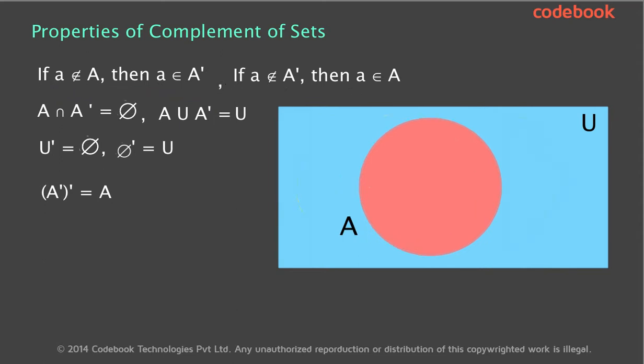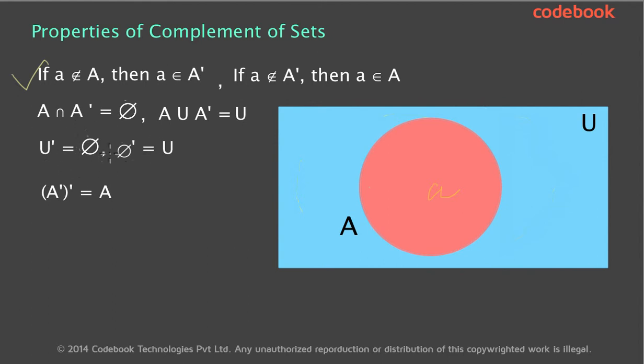Now let's look at a few properties of complement of sets. First, if an element a does not belong to capital A, so let's say there is an element a over here in this blue region, then a should belong to A complement. Because if it is not part of the red area, then it is part of the blue area, and the blue area is your A complement. Similarly, if an element is not part of the blue area, then it should be a part of the red area. So if a does not belong to A complement, then a belongs to the set A. That's what this first line is stating.